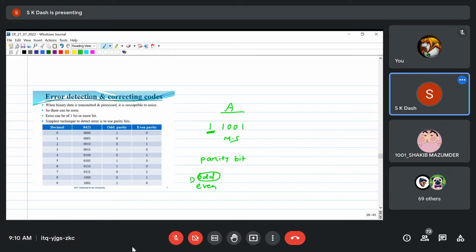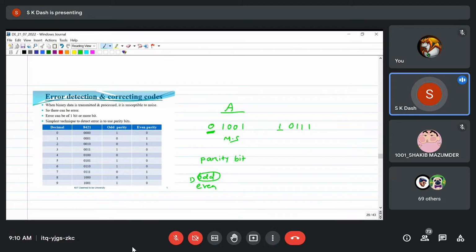Let's take another example. Suppose your message is 0111. Then what should be the parity bit? Zero. It should be 0. Already three ones are there. Similarly, in case of even parity, your number of ones should be even. So what to do here? 0 needs to be added. Here 1 needs to be added. So if it is an odd parity system, the number of ones should be odd. If it is an even parity system, the number of ones should be even.